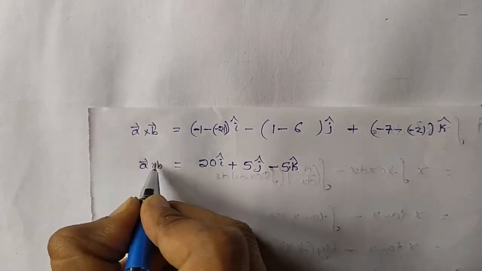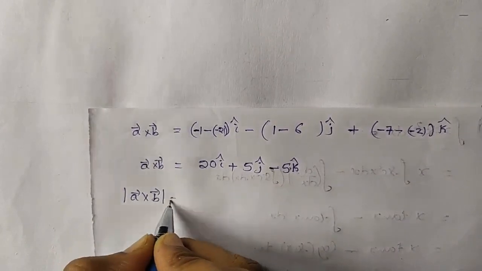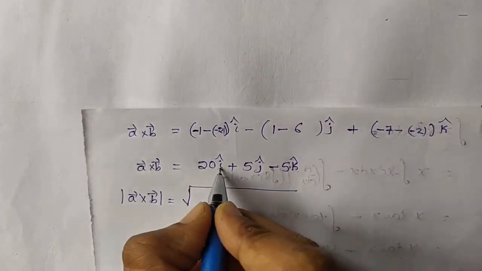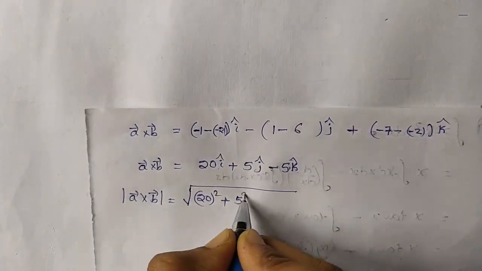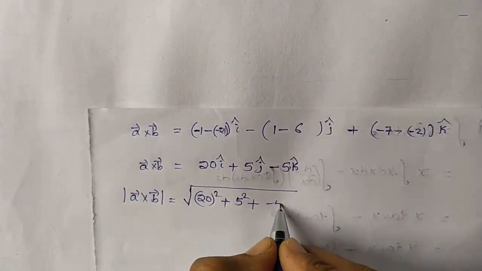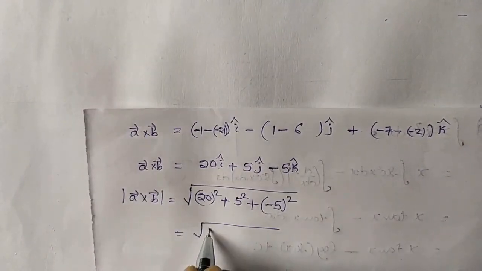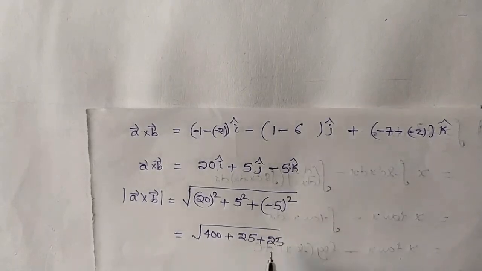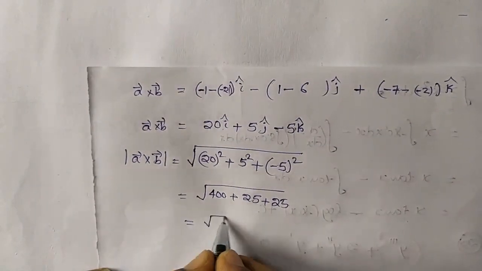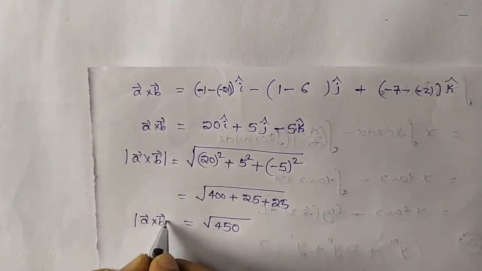It is a cross b. Now find out magnitude of a cross b. So magnitude of a cross b equals to square root of, how to find magnitude? i component square, 20 square, j component square, 5 square, k component square is minus 5 whole square. That is equals to square root of 20 whole square is 400 plus 25 plus again 25. That is equals to square root of 450. Magnitude of a cross b equals to square root of 450.